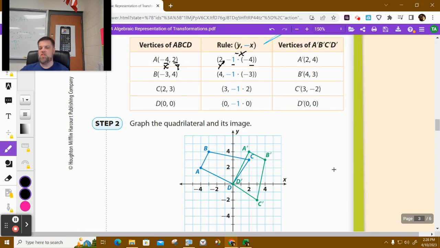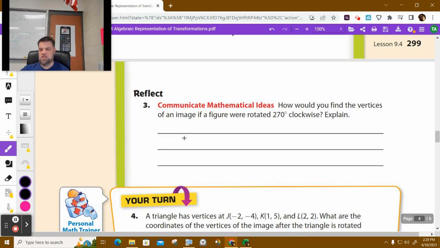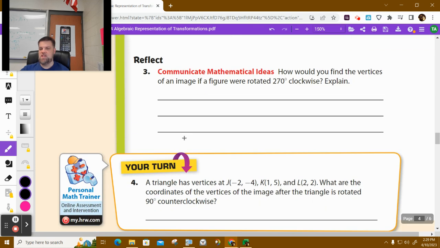Then when you graph all the points, you could see that the image was in fact rotated 90 degrees clockwise. Blue is the pre-image and green is the actual image. All right, now we're going to do it on our own. Are you guys ready? Holy moly, 270 degrees clockwise.